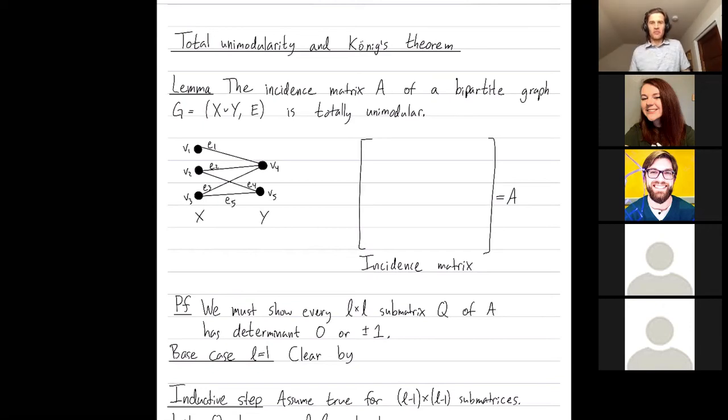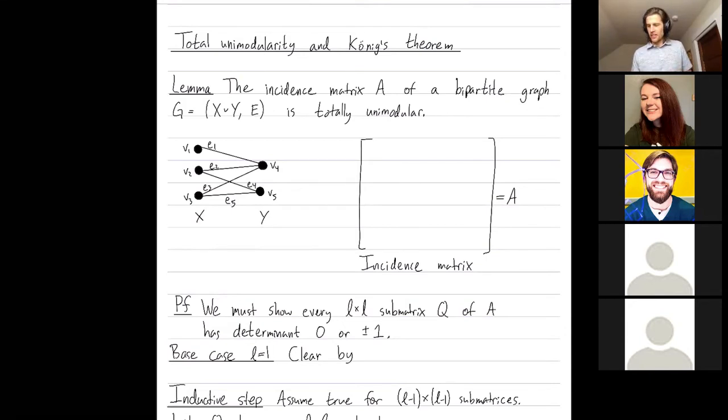All right, welcome everybody. I want to use total unimodularity to prove König's theorem. König's theorem says that in a bipartite graph, the number of edges in a maximum matching is equal to the number of vertices in a minimum vertex cover. Why is total unimodularity going to be relevant?